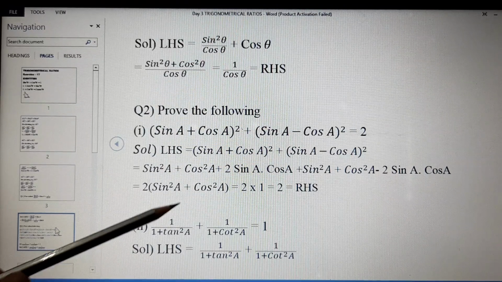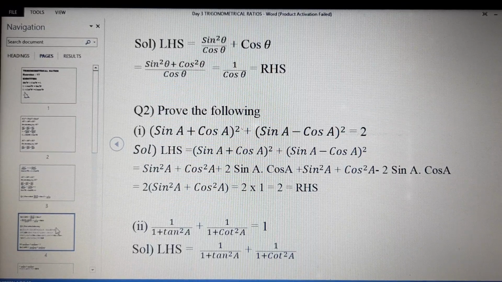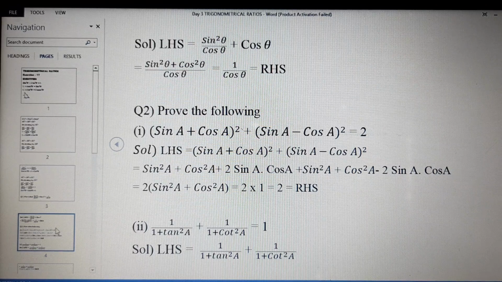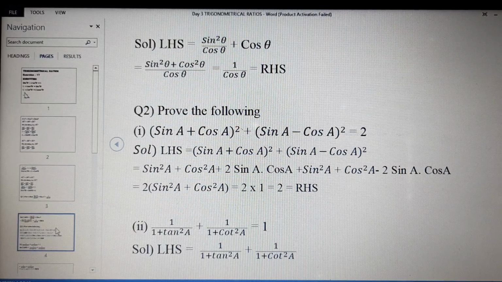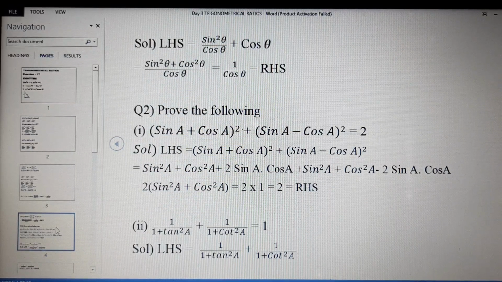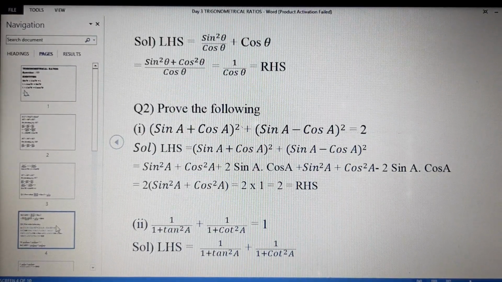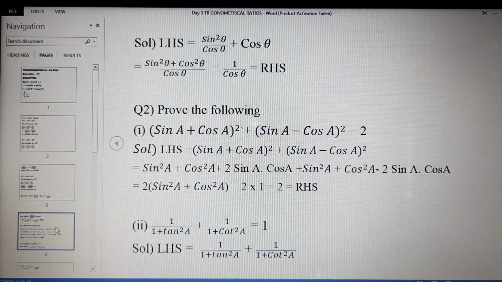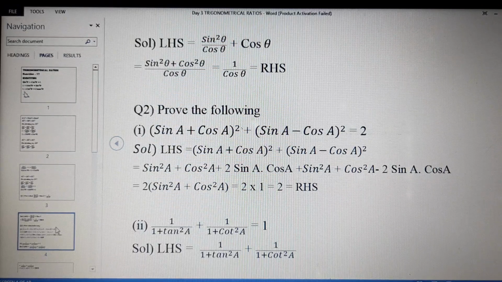As we can see, the angles are the same, A and A, so we can use the identity sin²θ + cos²θ = 1. So sin²A + cos²A will be replaced by 1, and we'll have 2 into 1, that means 2, which is RHS. Remember that sin²A + cos²B will not be equal to 1 because the angles are different. Only if the angles are the same will sin²θ + cos²θ be equal to 1. Otherwise, we cannot use the identity.